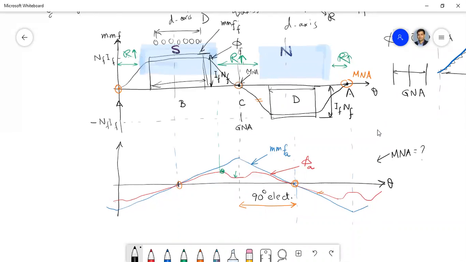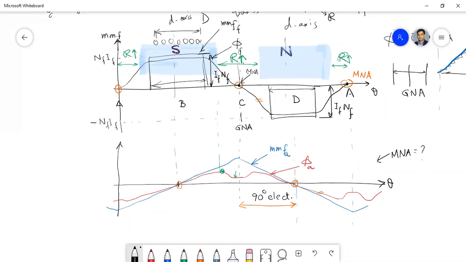Field winding, armature winding, whatever the number of poles you have in the field winding, you will get the same number of poles in the armature winding. The number of poles are same. So that is the thing. And this distribution will not change, though the armature is rotating, so you should remember this. It's a very important point.